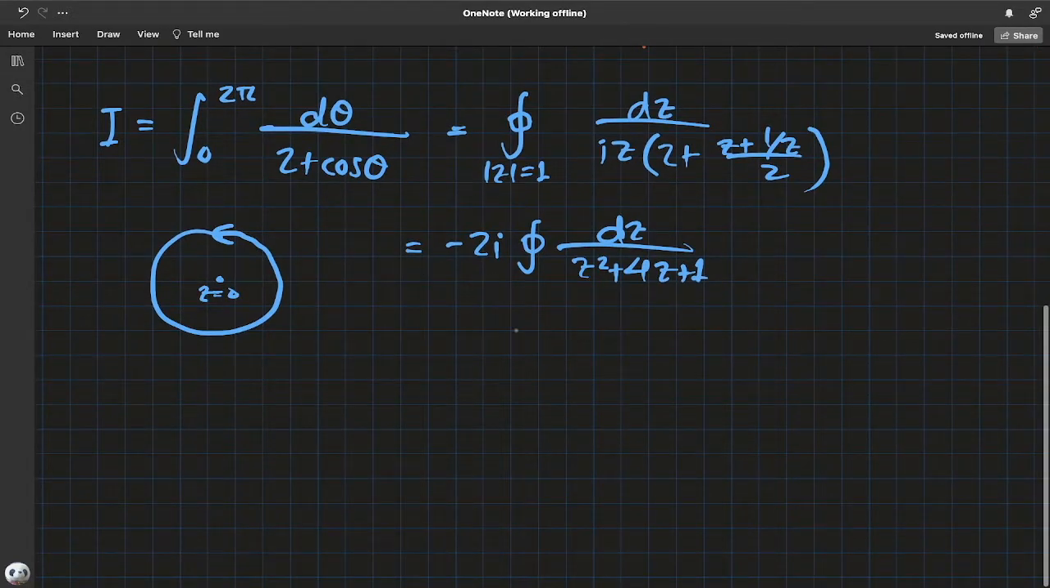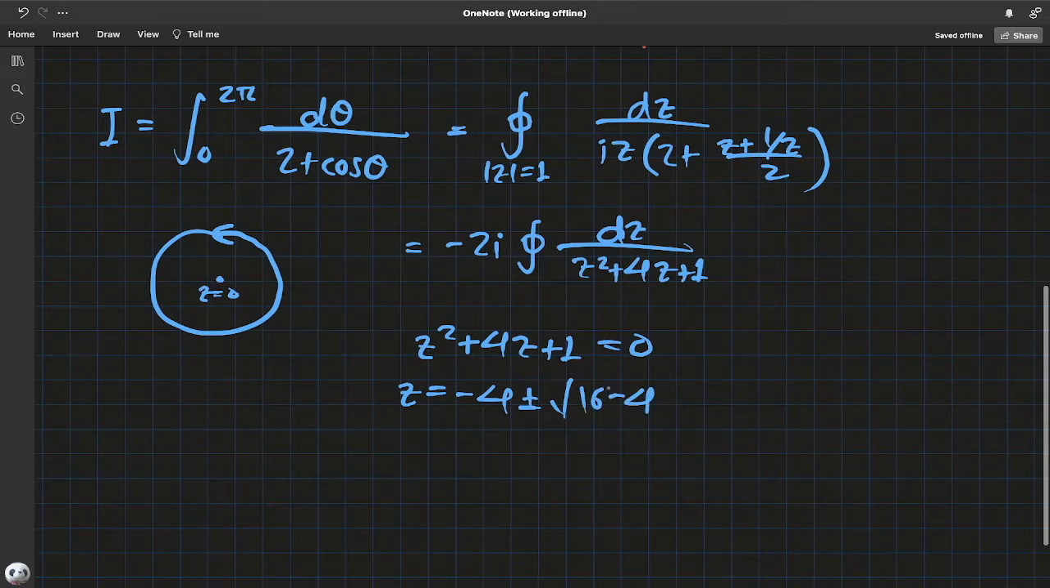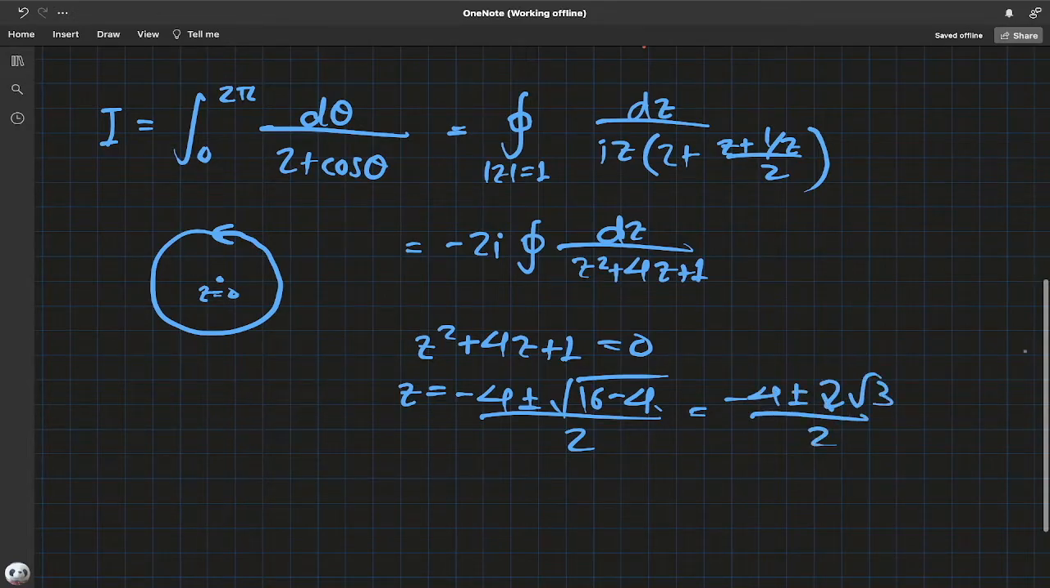So for poles, we need to basically check whether the denominator is going to be 0 at any z. So z squared plus 4z plus 1 is equal to 0. Try using the quadratic formula. And we have 16 minus 4. I'm skipping lots of steps. I hope you know this. This is going to be negative 4 plus or minus 2 root 3 divided by 2, which is negative 2 plus or minus root 3.